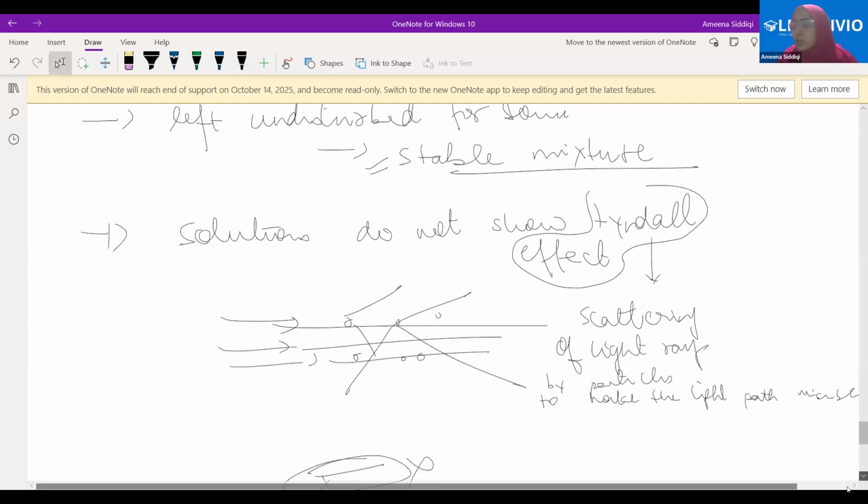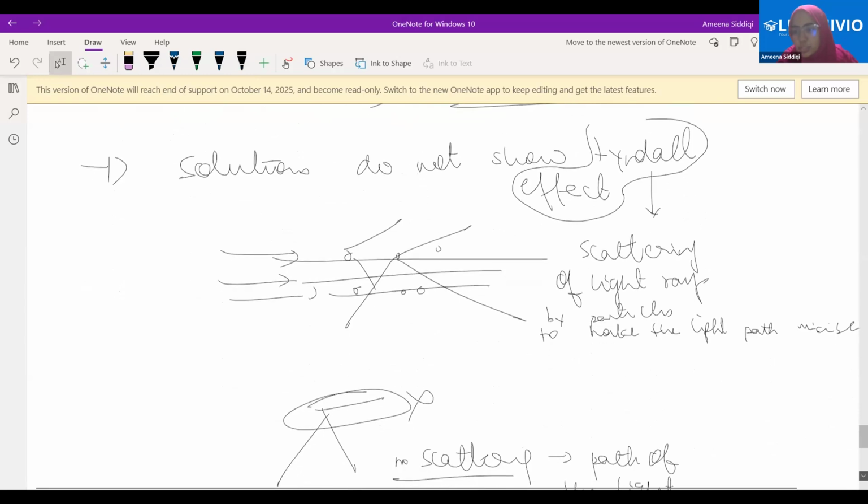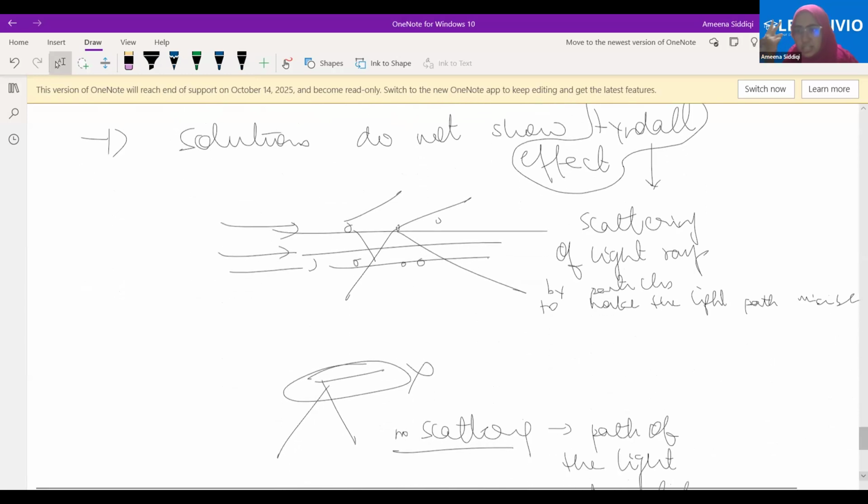Fine. Quickly to summarize the properties of the solutions. Homogeneous. The size of the particle is very small. What's the size of the particle here? Less than 1 nanometer. Yes, please go with 1 nanometer.